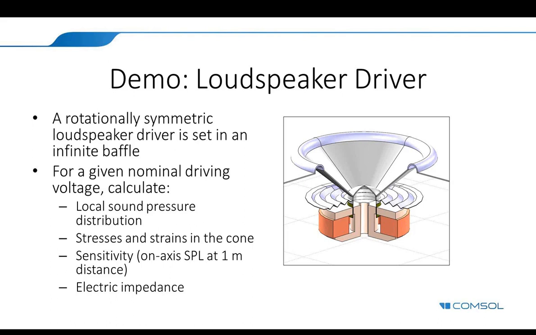Some results that we'll get out of the model include the local sound pressure distribution in the air surrounding the driver, stresses and strains in the cone, as well as the spider and the surround. We'll get the sensitivity, which is defined as the sound pressure level on axis at a 1 meter distance given a nominal driving voltage. We'll also get the speaker impedance, and all this over a range of frequencies.